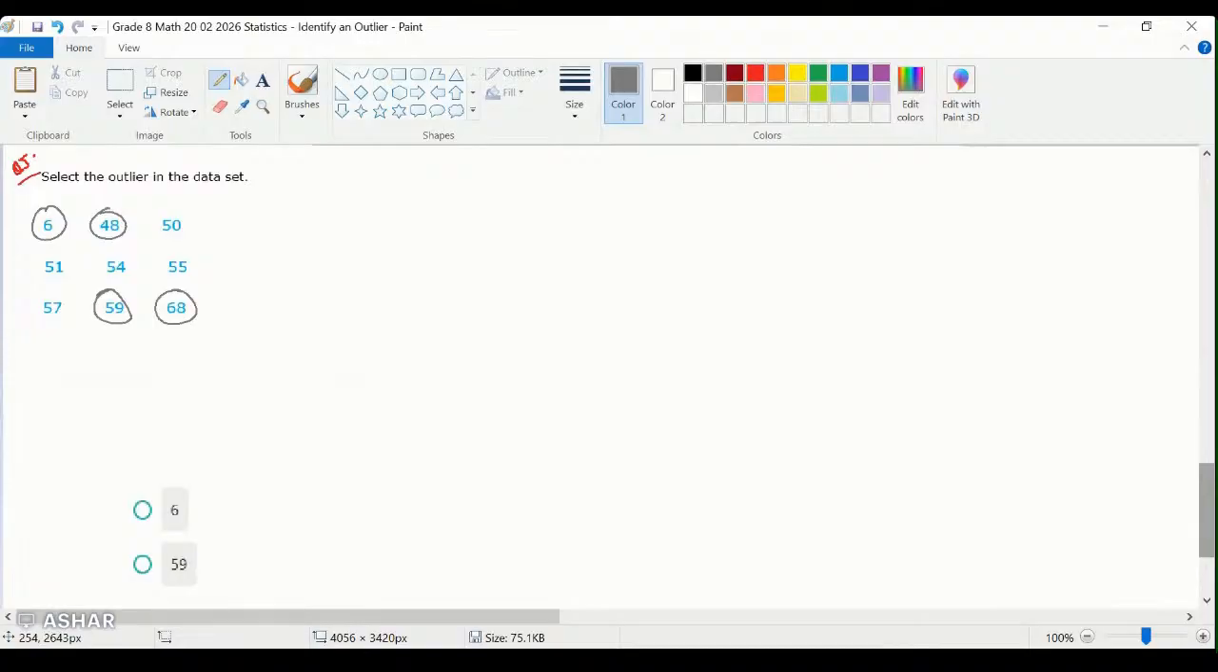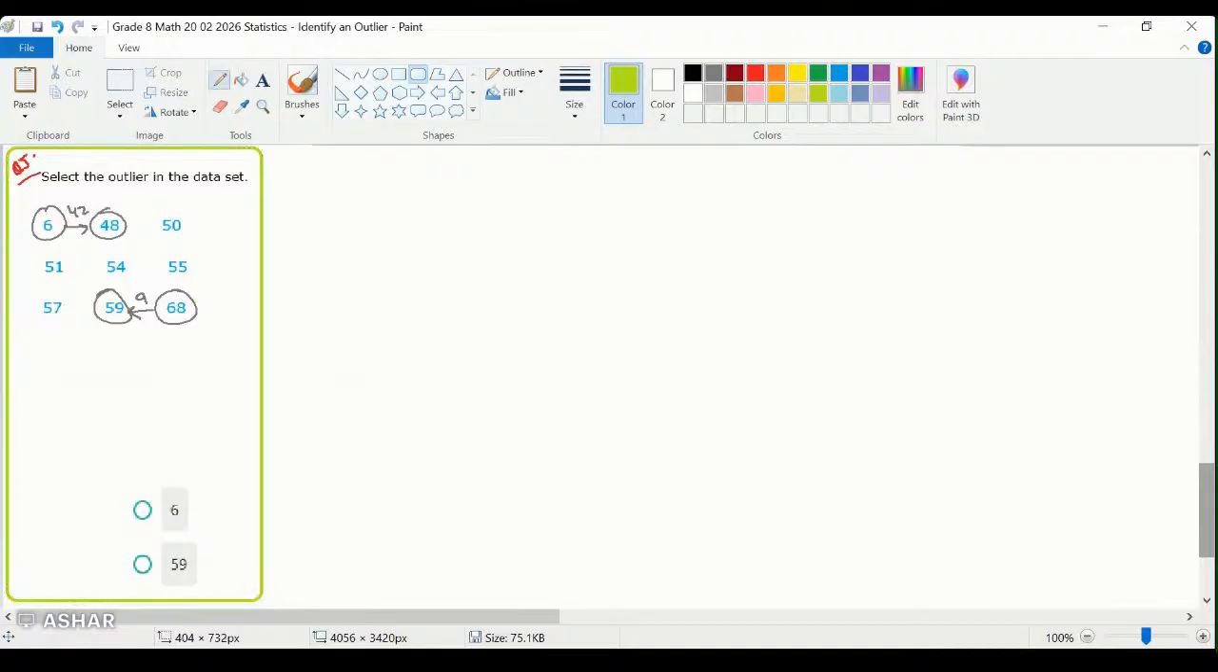So what is the difference between the first 2 numbers? It is 42, agreed? And the difference between the last 2 numbers is 9, right? So what should be the outlier, 6 or 59? I'll wait for you to answer. Thank you. Yes. The numbers 6 and 48 have a bigger difference, right? Yes, thank you. We can say 6 is the outlier.